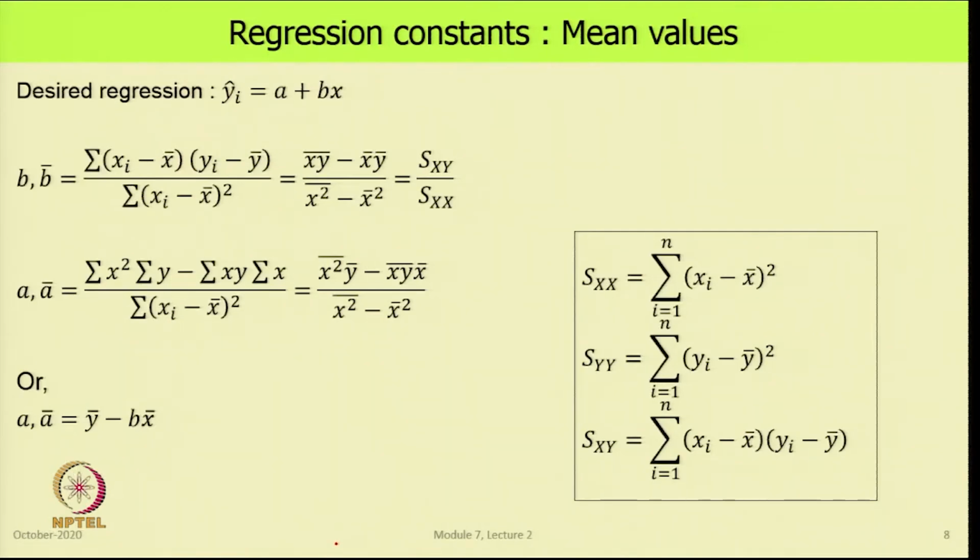The value of B, or rather we can say the mean value of B, is the summation over i equal to 1 to n of the product of x i minus x bar and y i minus y bar, divided by the summation over i equal to 1 to n of x i minus x bar squared.